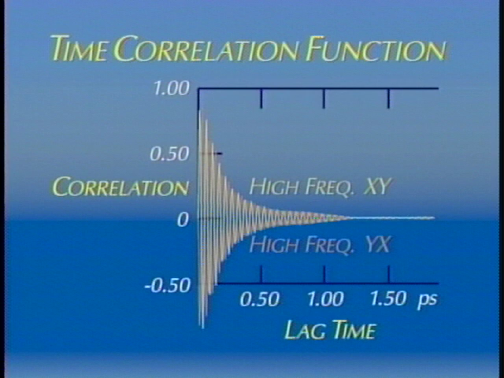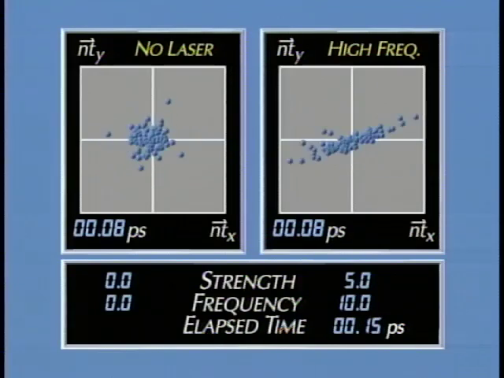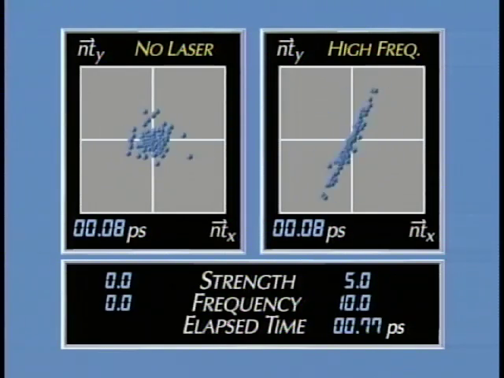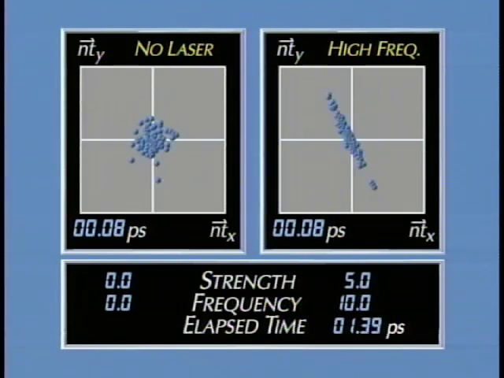The lag time, shown on the horizontal axis, is the amount of time between the two measures of the vector components. For example, we plot the value of y 8 time steps later than the value of x for each molecule. The time correlation function has a prominent peak at a lag of 8 time steps, and the scattergram clearly shows the high degree of correlation. Only random motion is seen in the no laser condition, while a dramatic rotational effect is visible when the ensemble is subjected to a high-frequency circularly polarized laser.